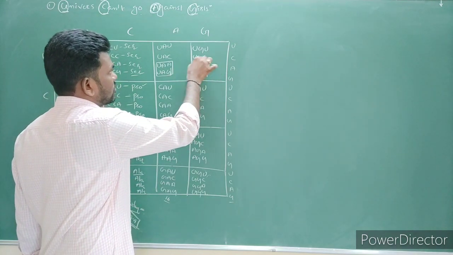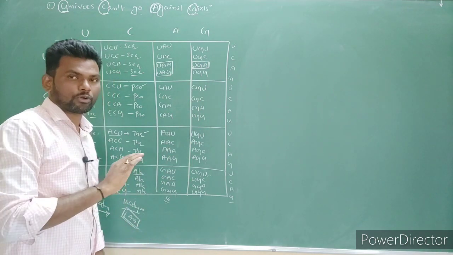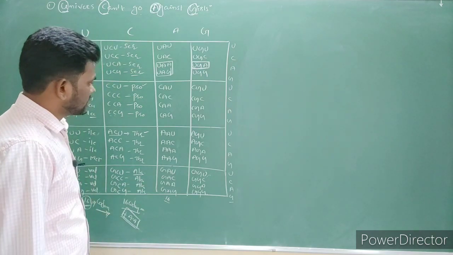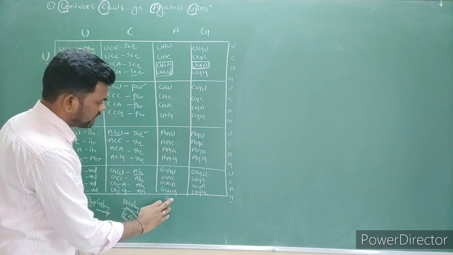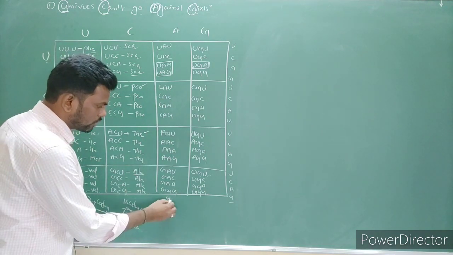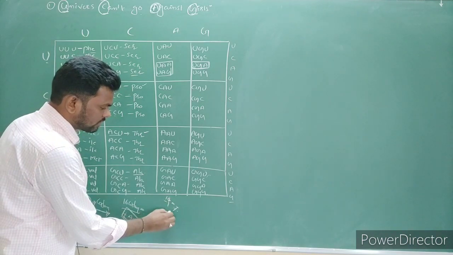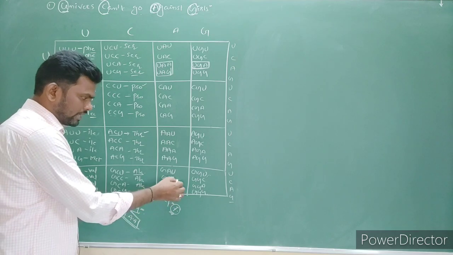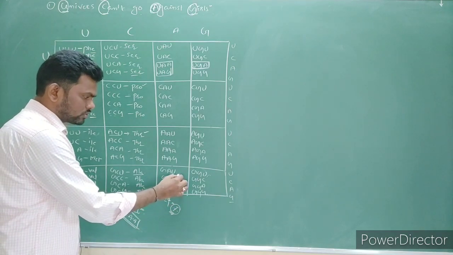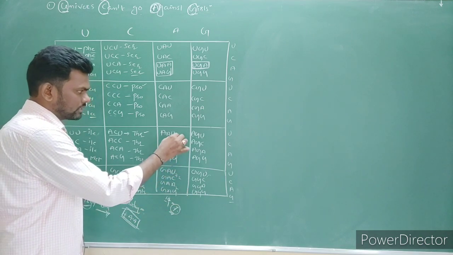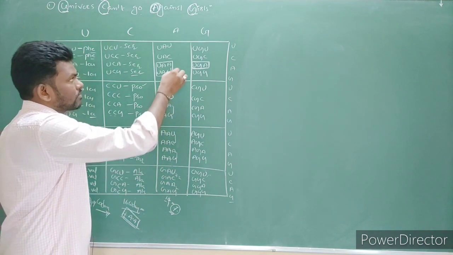So these 3 codons are what? Stop codons. They are not going to code for any amino acid, right? And next, remaining how many? It means 14. So these 14 are going to code for how many amino acids? 7 amino acids. And in each box, 2 codons are going to code for 1 amino acid, 1 amino acid, 1 amino acid.